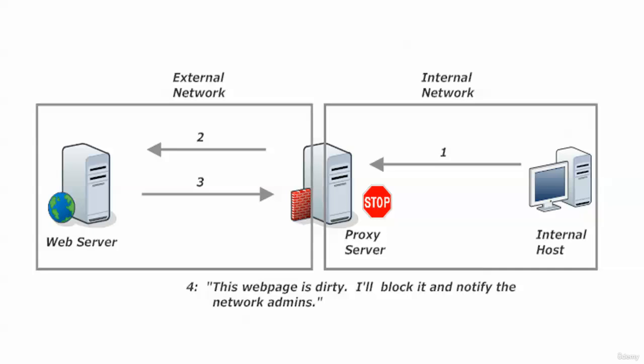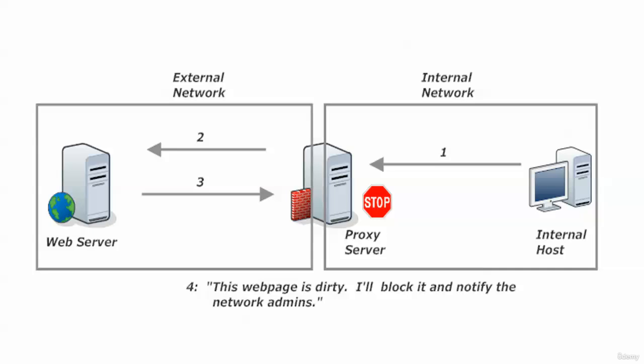Now, when we have a proxy server in the middle, the first three steps are pretty much the same as we described earlier. Internal host asks for a page. Proxy server holds the request in step 2, then requests that web page itself. Step 3, the web server gives the copy of the desired web page, and the proxy server gets it and says, wait a minute, this web page is dirty, and I don't mean morally. I mean, it's got a script in it. It's got something embedded in it it shouldn't have, or it's just suspicious for one of many configurable reasons, so I'm going to block it and notify the network admins.